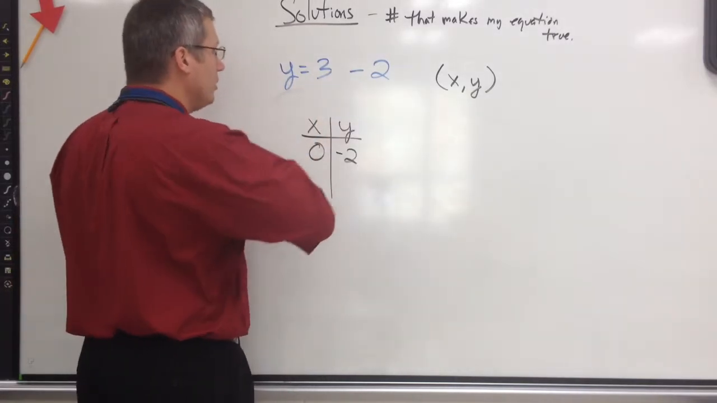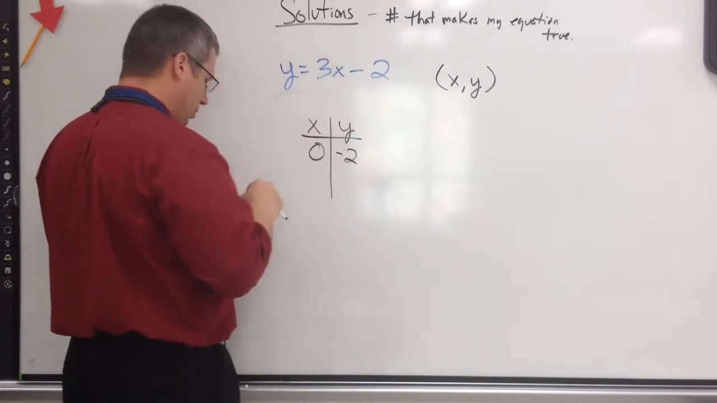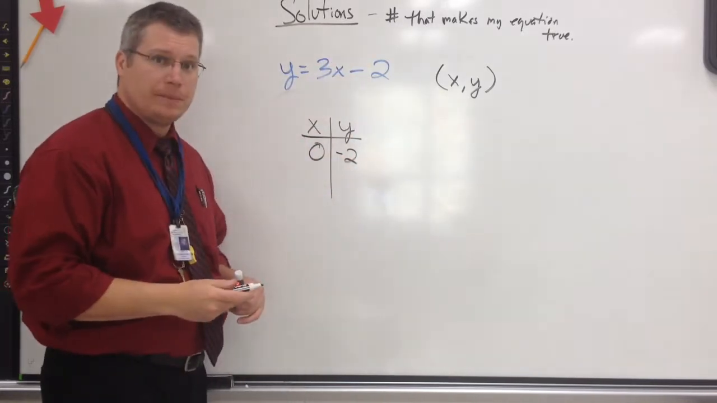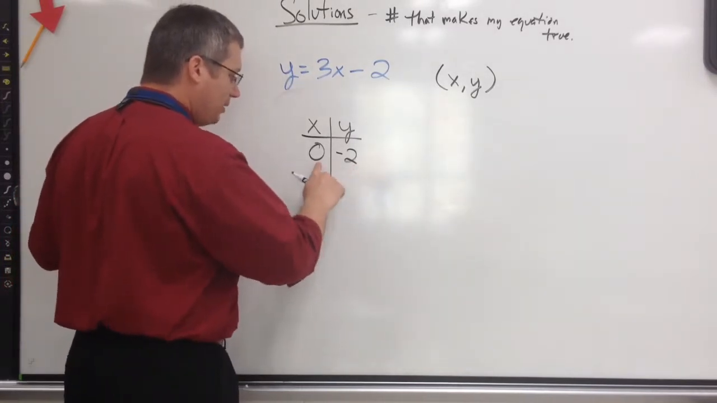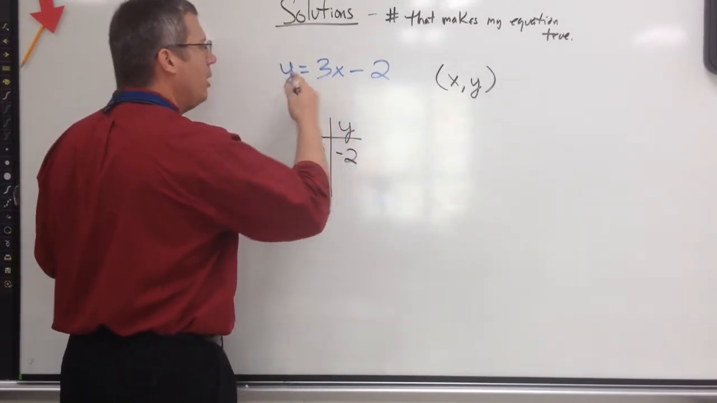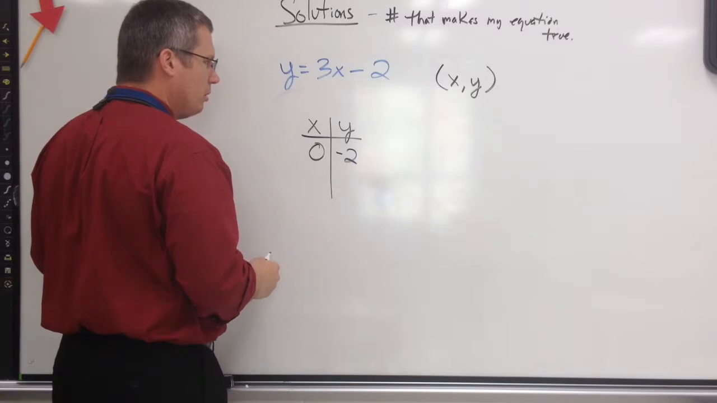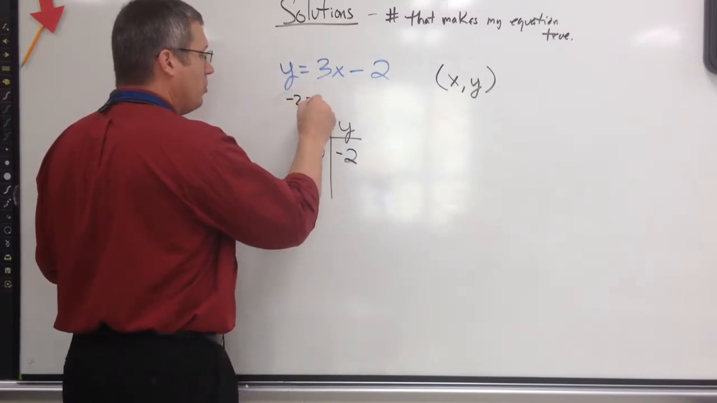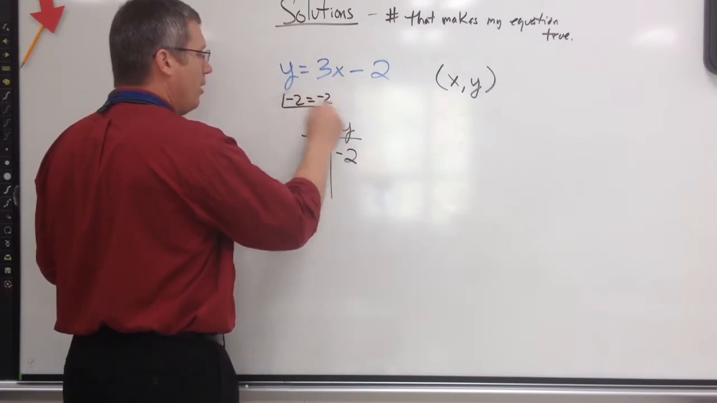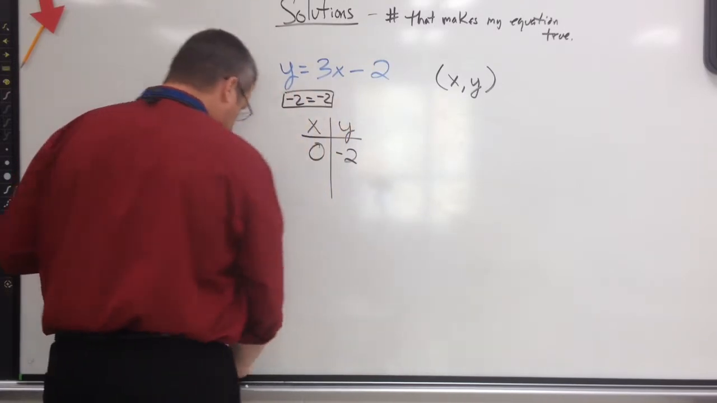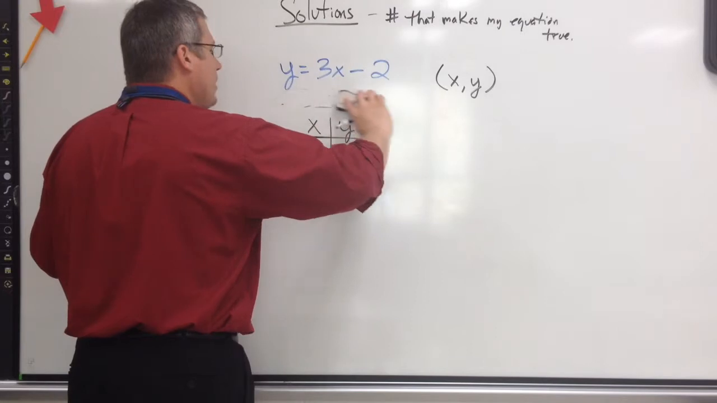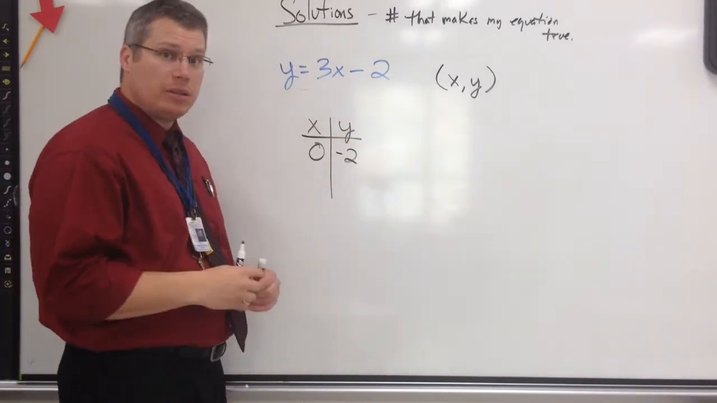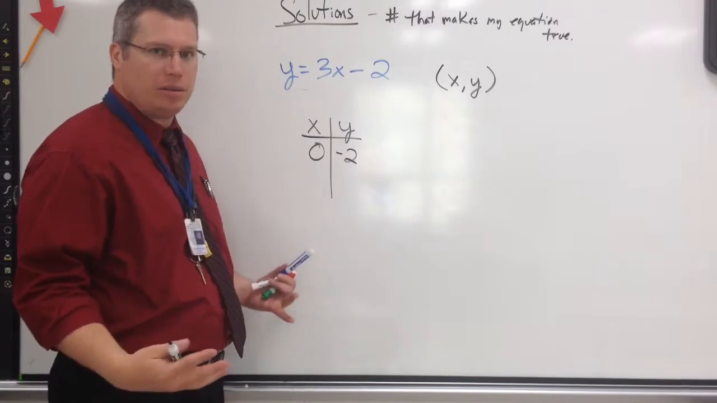You just found a solution. This counts as a solution, because this X and this Y, when I put them in, make the equation true. I get negative 2 on one side, I get negative 2 on the other. They're equal. Now when we did this the first time around, we only ever got one solution. The question is, can I find other solutions?